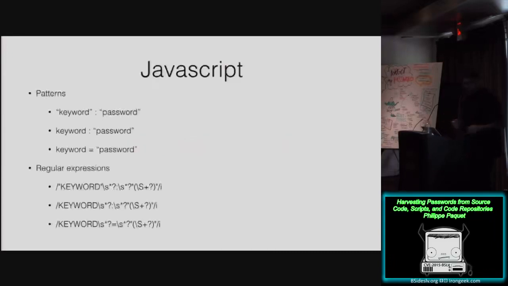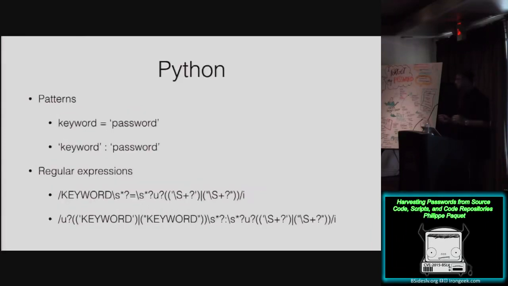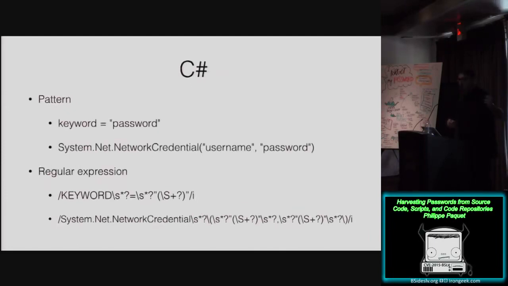So for JavaScript, you have different patterns. You can match that with regular expressions. You can see they're very simple there. PHP, it gets a bit more complex because strings can use single quotes or double quotes. So you have to consider all the possibilities when you're developing your regular expressions. Python, same as PHP, just consider that you can have Unicode strings. So because of the Unicode strings, you need to consider that little u there. And for C#, I'm going to give you an example where we have a function that usually contains credentials.